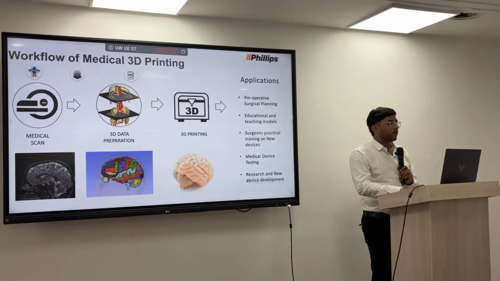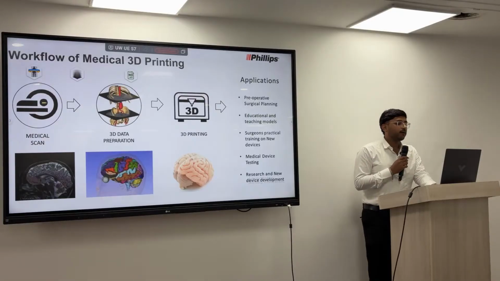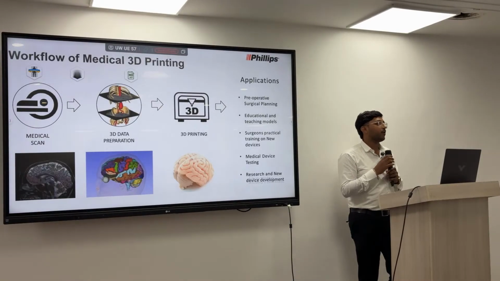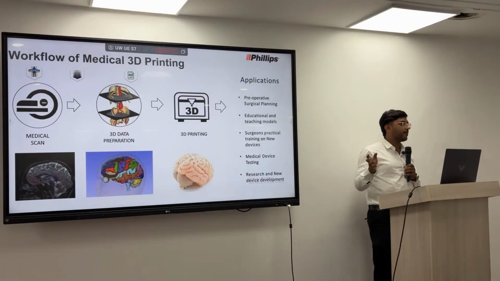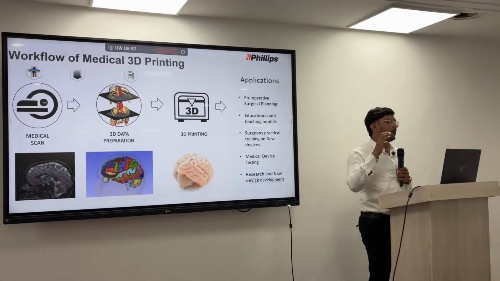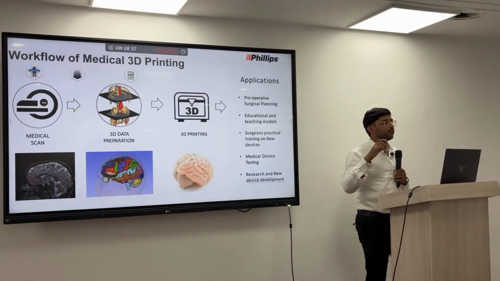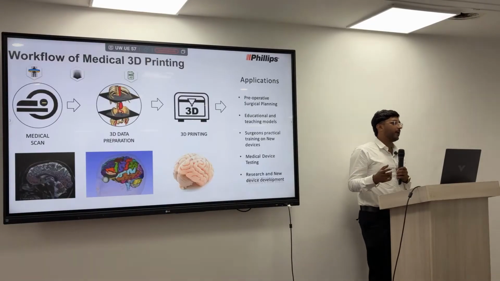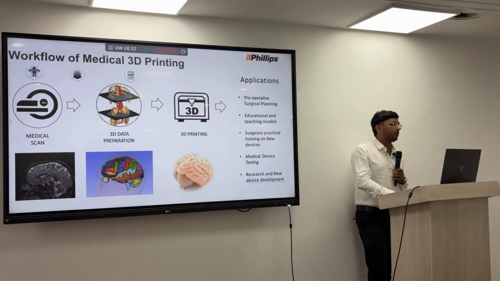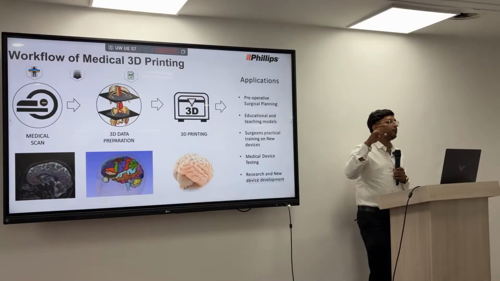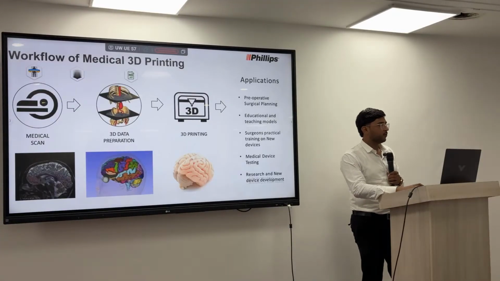The workflow of medical 3D printing starts with a 3D scan, like CT or MRI data, which is called DICOM data. After the DICOM data we have software like Mimics or 3D Slicer. In 3D Slicer we do segmentation of each part according to what the doctor needs. Some patients have heart issues, some have orthopedic issues. So we need to talk with the doctor about which part the doctor needs and which part needs to be taken over. After that we do the 3D printing.